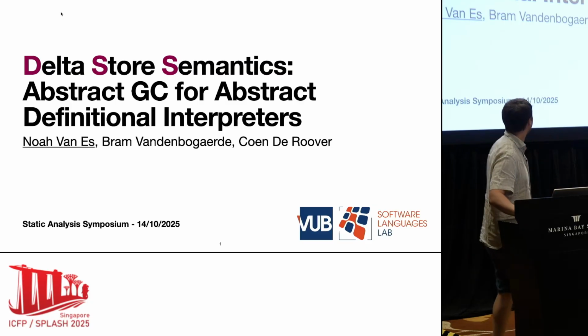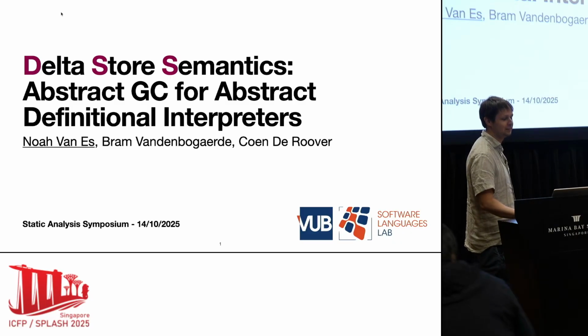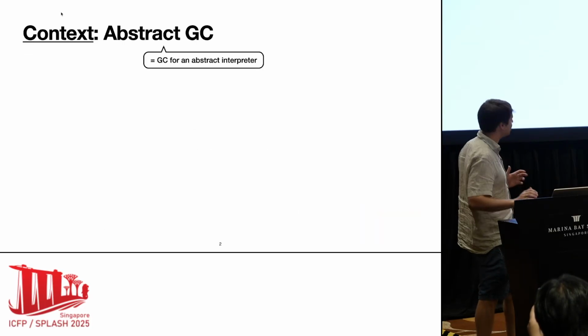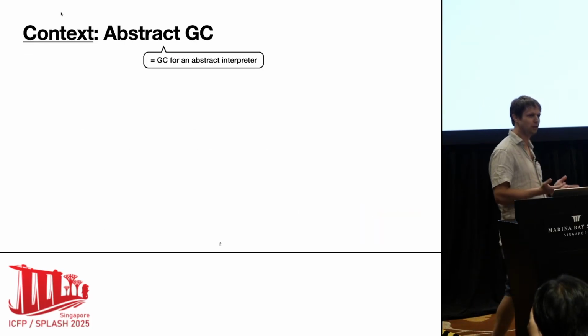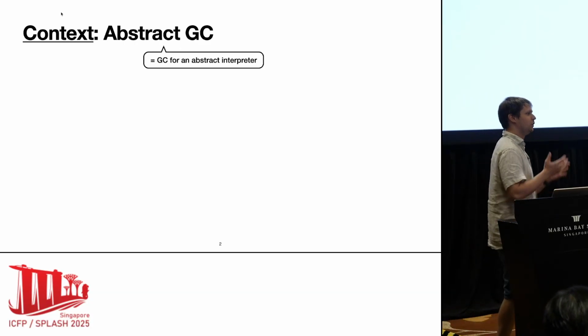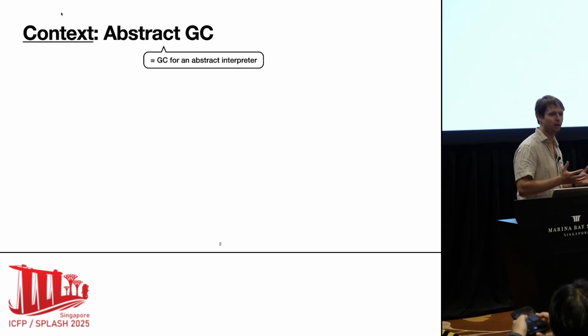I will talk today about DSS, which, as you can see, is short for Delta Store Semantics. Now, as you can see in the title, the context of this work is abstract garbage collection, so I'm going to start with a brief introduction to abstract garbage collection, which is basically the application of garbage collection to an abstract interpreter.